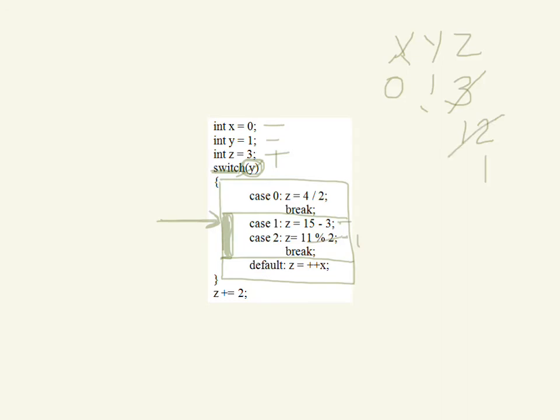Now I've hit my break, so I can skip out to here. If this break wasn't here, I would continue on and do the next expression. But I'm not there. I skipped over it and went to the z plus equal 2, which changes the 1 into a 3. So my ending values are 0, 1, and 3. And that is how you evaluate a switch statement.